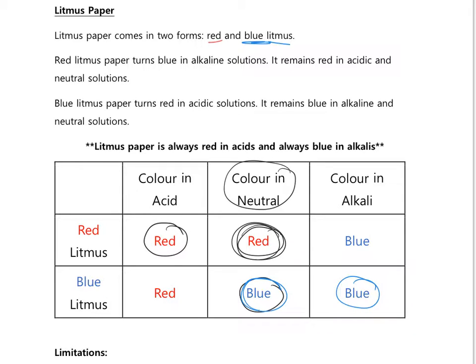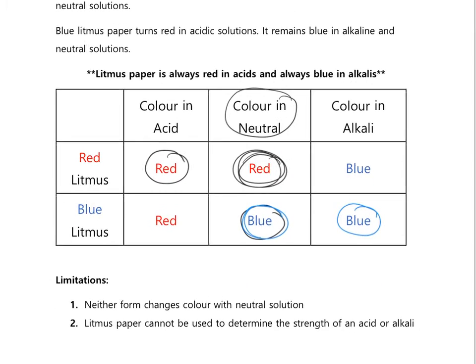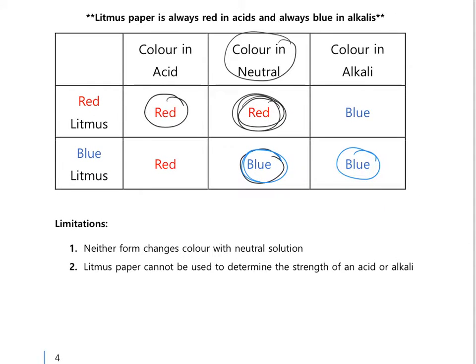A further limitation, which is at the bottom of your page there, is that it doesn't tell us the strength of the acid or alkali. Say for example I work out that it's an acid, I can't tell whether it's a strong acid or a weak acid. It doesn't give us a variety of colours to tell us the strength. Next video is going to show us litmus paper being used.